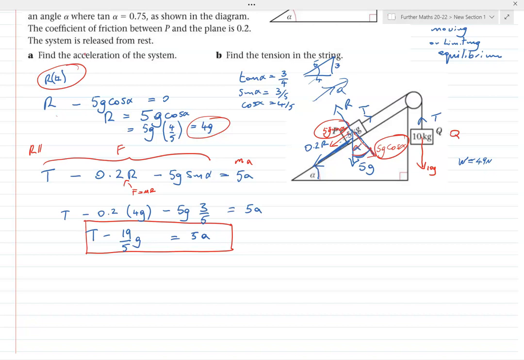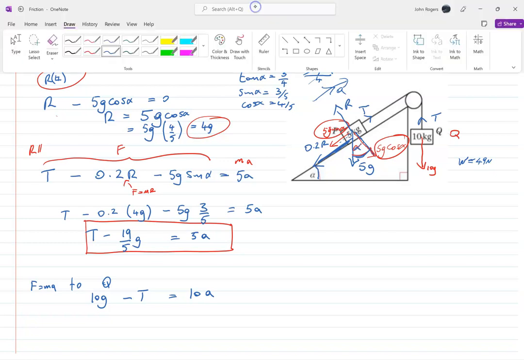So we can just apply F equals ma to P, to Q, should I say, and you will get 10g minus T is equal to mass, which, remember, mass doesn't have a g in it, it's 10a. So that's our second equation, and it's going to be very useful.